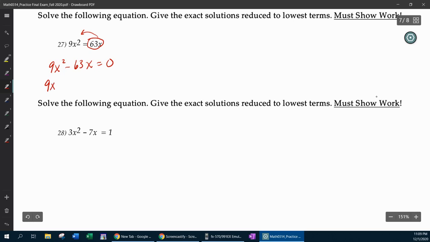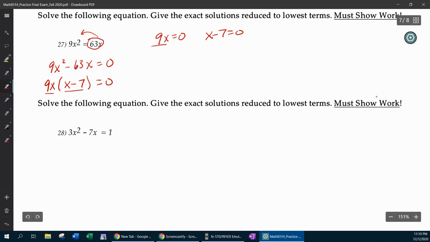So what do we have in common? They have a 9x in common that I can factor out, and that will leave me with x minus 7. Now that it's factored, I can set each factor equal to 0 and solve.